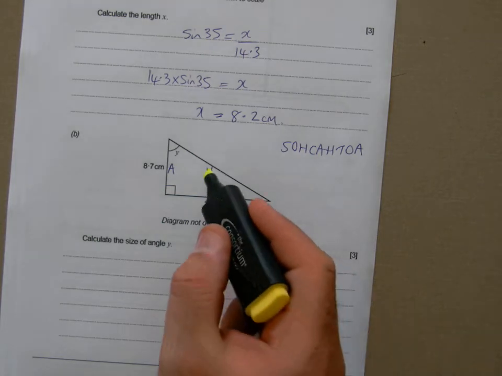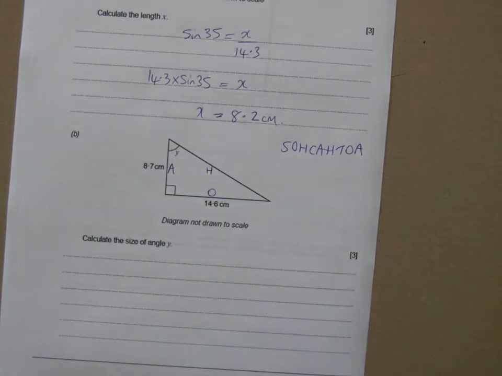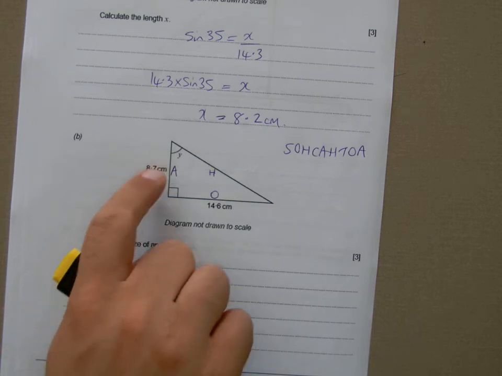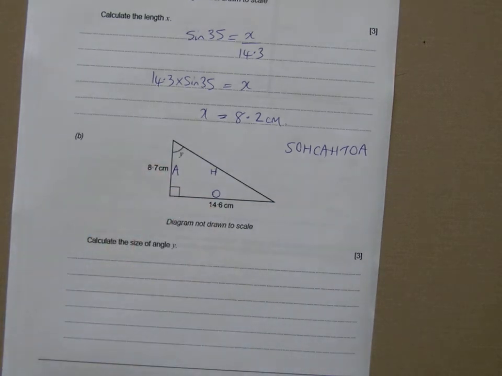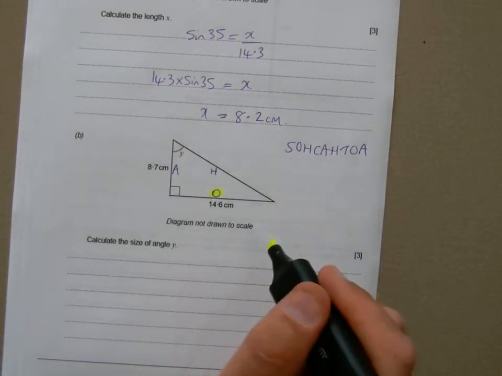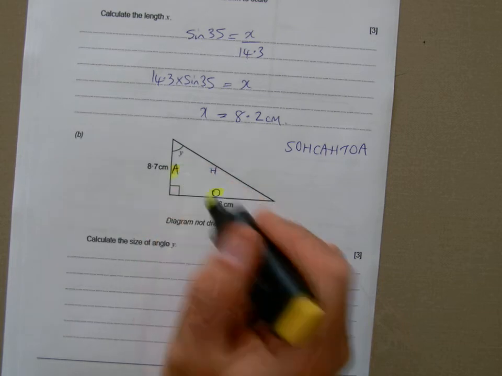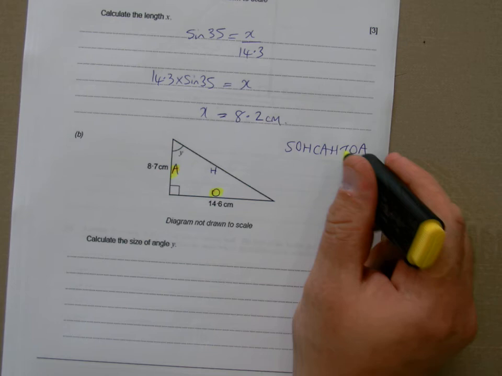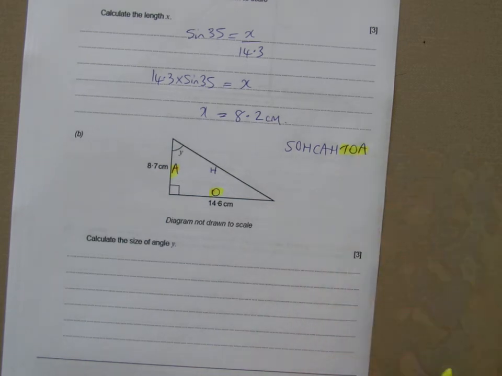So let's identify the two sides we're going to use. In this case, H I'm not really bothered about because I don't know how long it is. I suppose I could use Pythagoras' theorem to work it out, that squared plus that squared and so on, but there's no need. You just use trigonometry. I know this side and I also know this side. So O and A, which is the last one, TOA, tan.